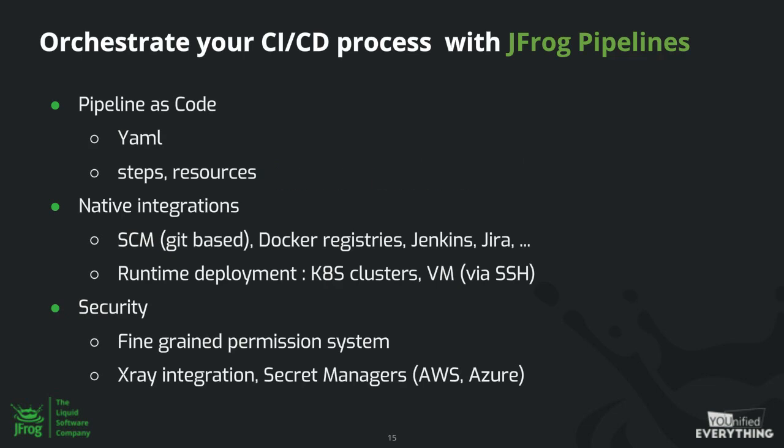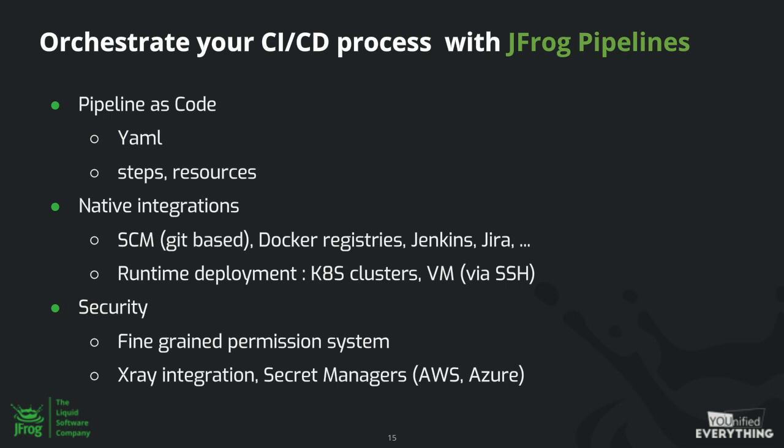JFrog Pipelines is the CI/CD server, as I said before. It's pipeline as code. To describe your pipeline, you would use a YAML file. In your YAML file, you will chain steps, which are actions, and resources. I will show you resources in the demo. A resource can be a build info, it can also be a Git repo. You have different types of resources that you can use to create your pipeline.